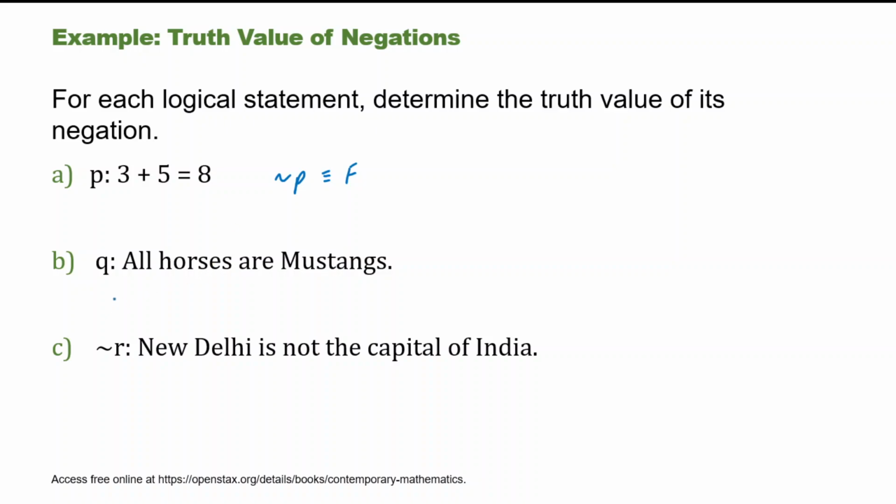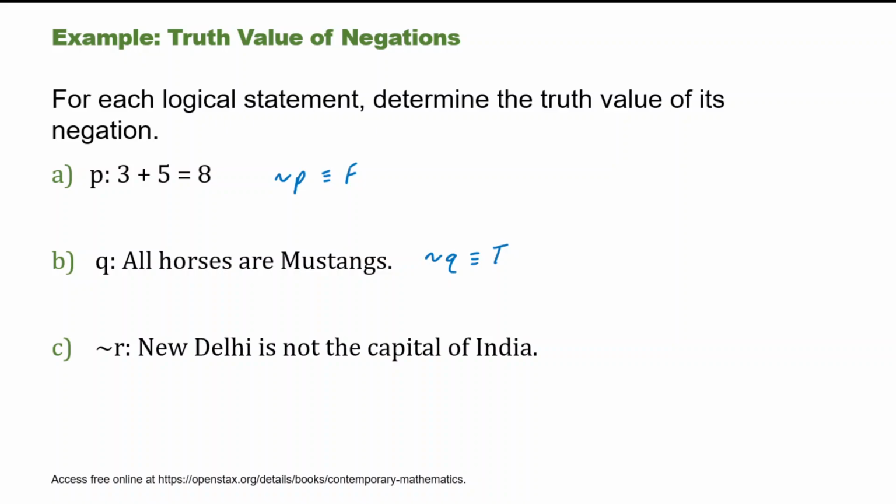Part B, the statement Q defined as all horses are Mustangs. Now because this statement is false, the negation of Q is logically equivalent to true.